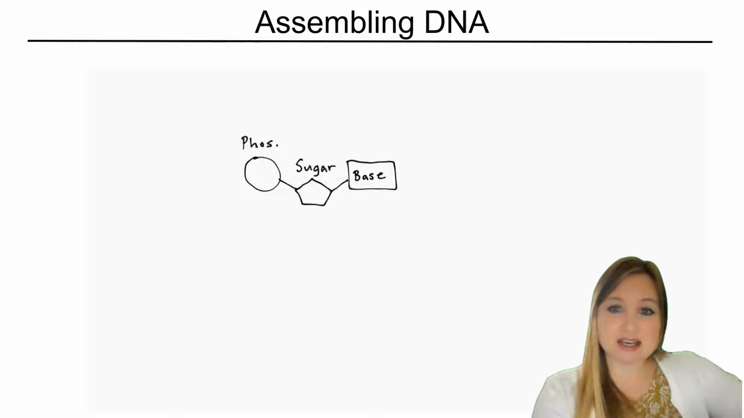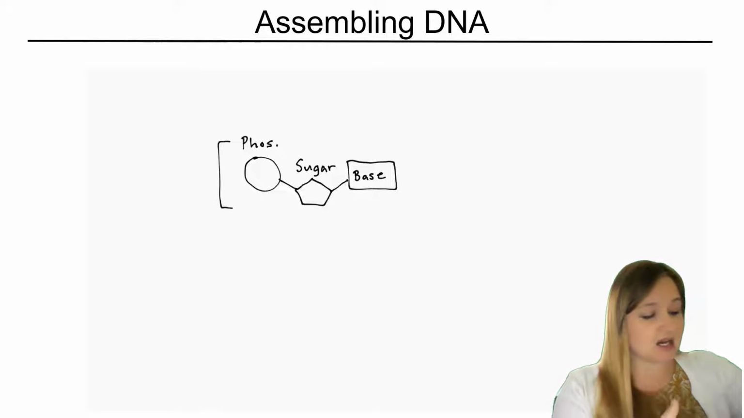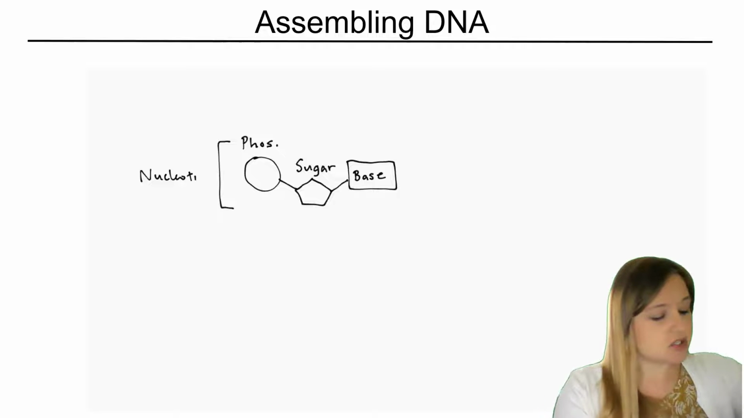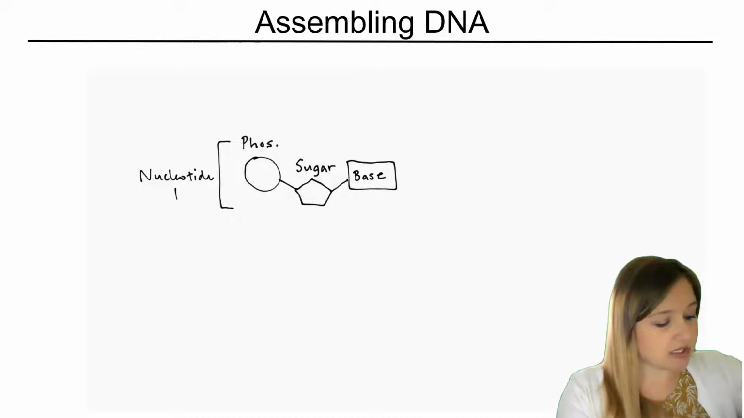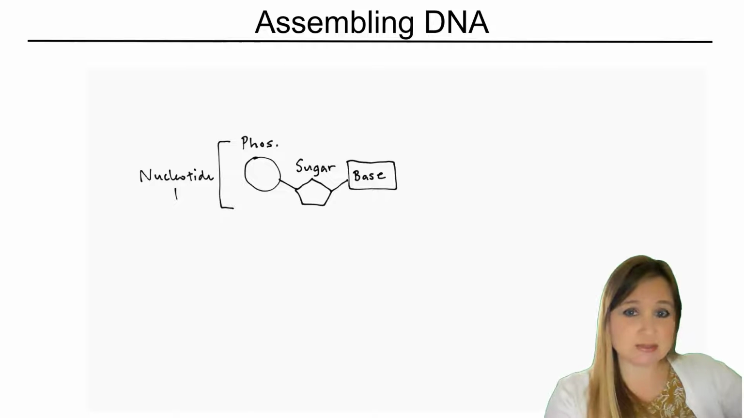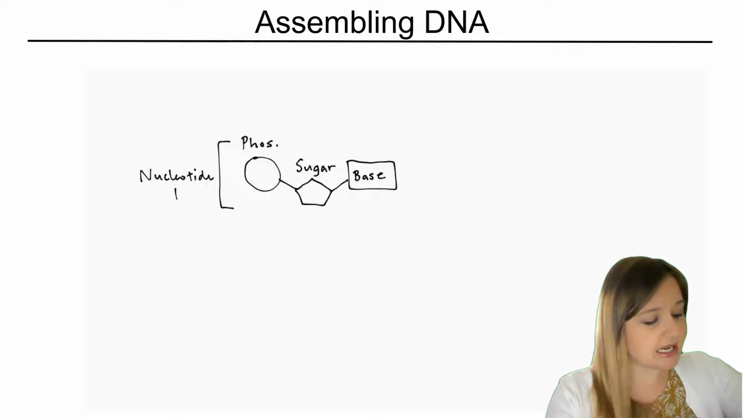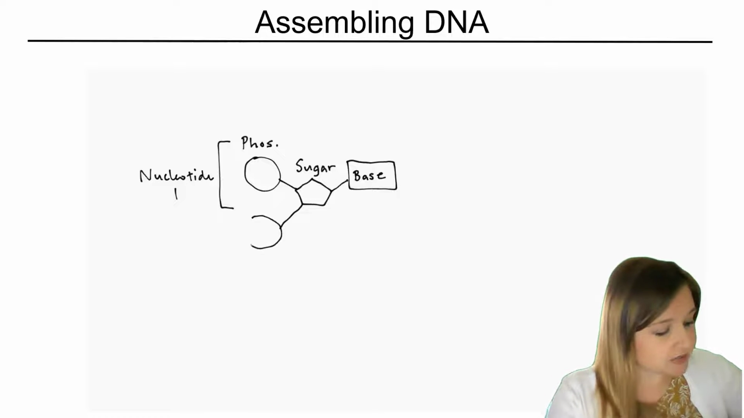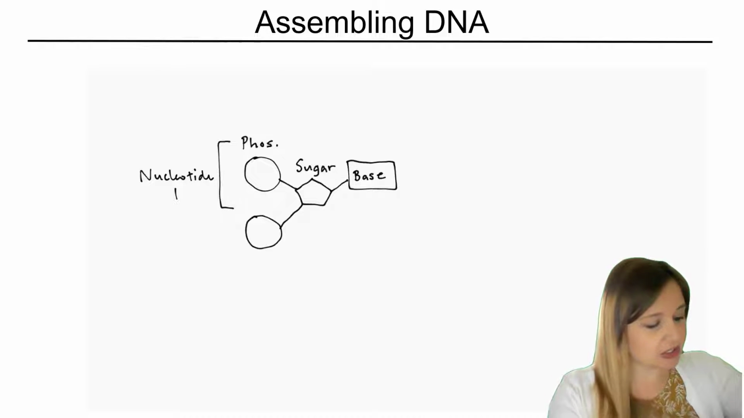Now, here's our nucleotide. And now our next nucleotide is going to be bonded to this. So what happens is that, okay, we're going to have a nucleotide like this: phosphate group, sugar, a nitrogenous base. The next nucleotide actually attaches to the sugar. Okay, so here's the phosphate group that attaches to the sugar.